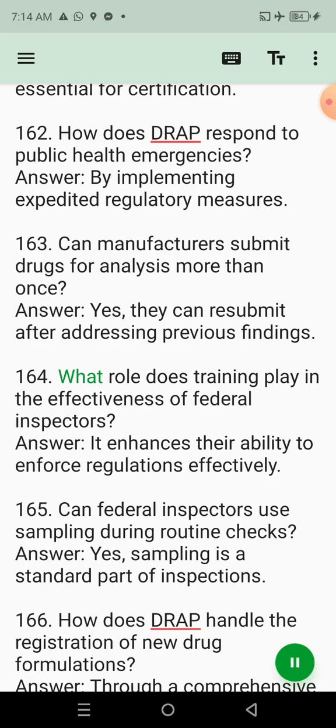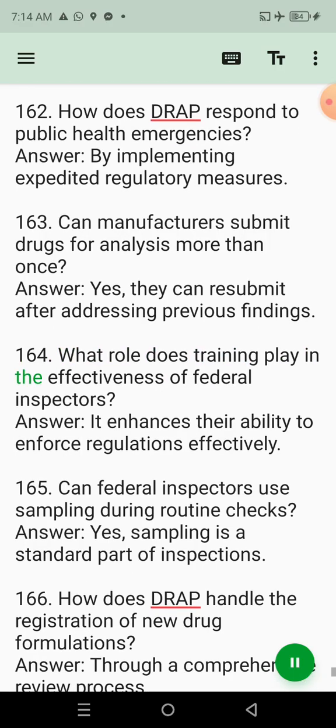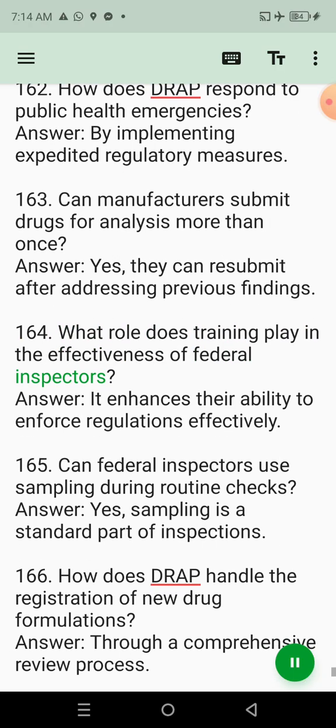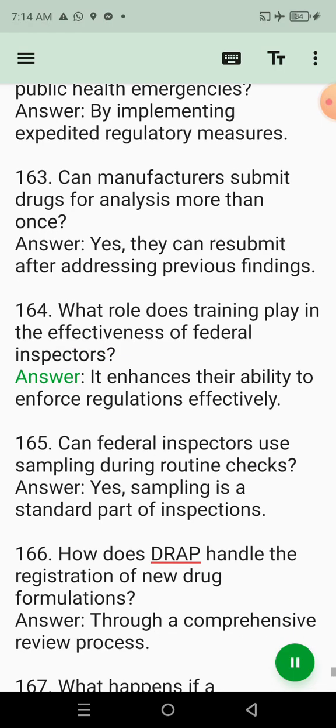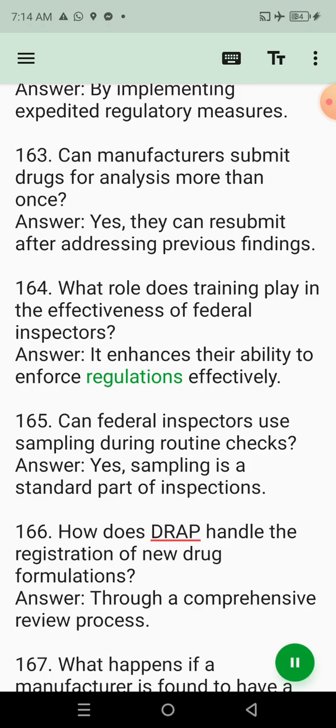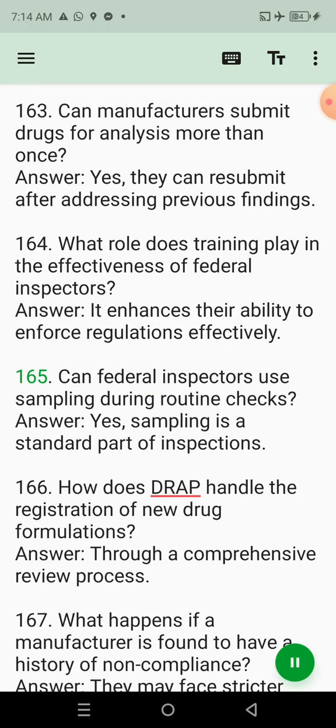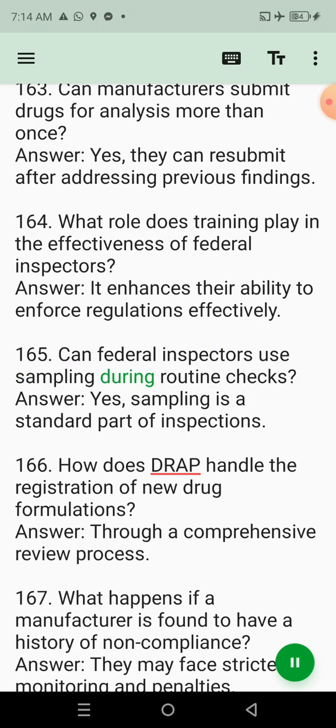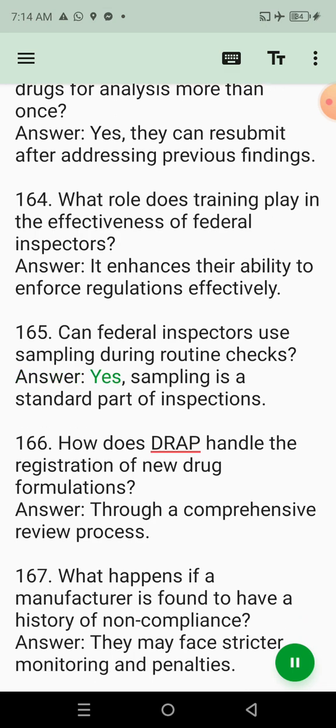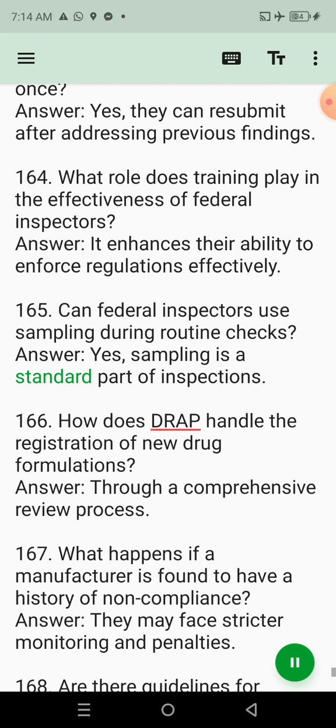164. What role does training play in the effectiveness of federal inspectors? Answer. It enhances their ability to enforce regulations effectively. 165. Can federal inspectors use sampling during routine checks? Answer. Yes, sampling is a standard part of inspections.